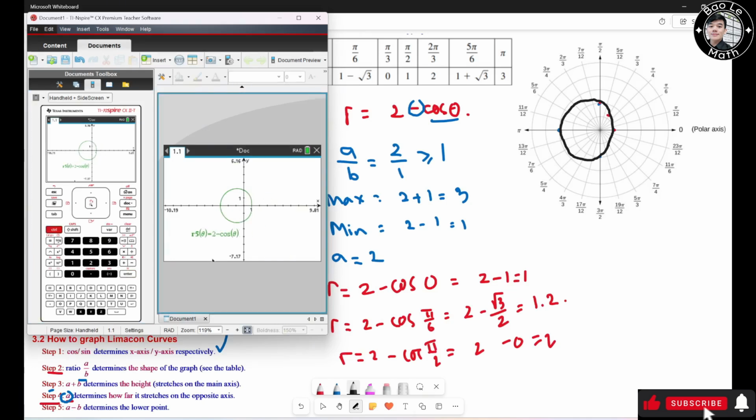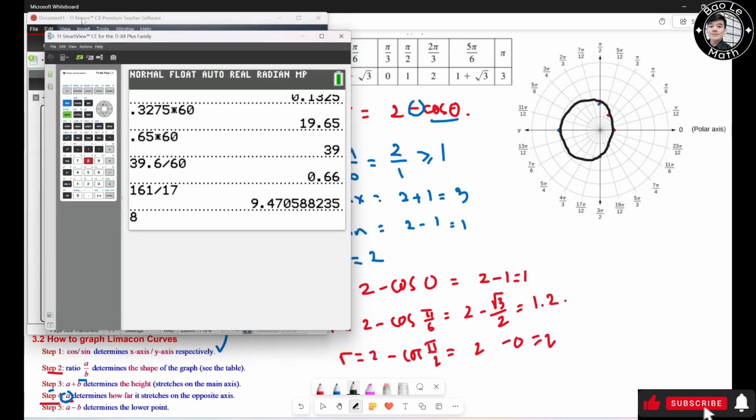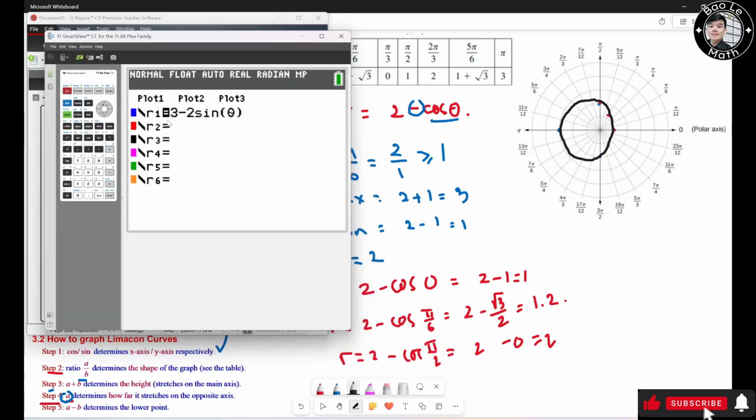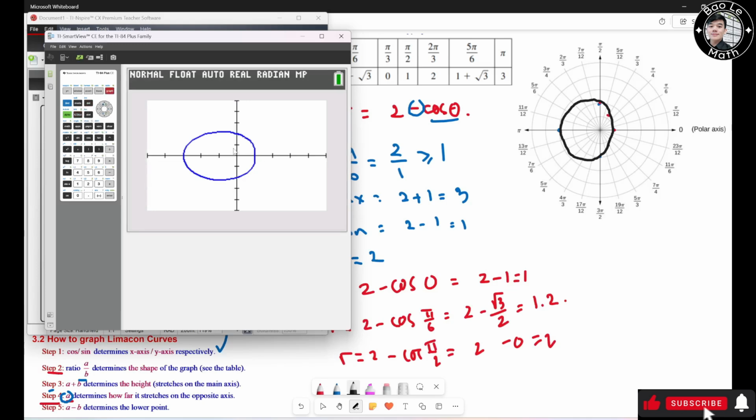Now we can use the TI-84 Plus CE calculator to do the work, right? So y equals right here. It should be 2 minus cosine theta. This graph is going to be like this, right?